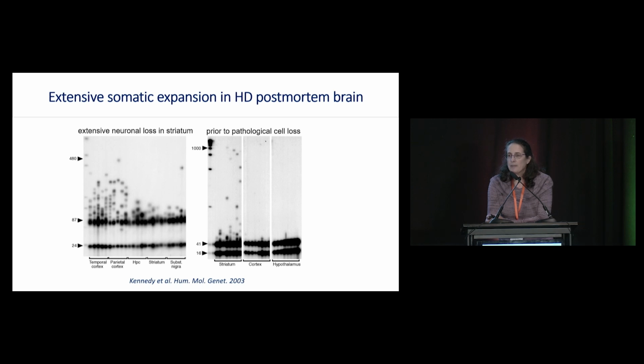As has been described for a very long time now, and put into the forefront in a paper from Peggy Shelbourne in Scotland many years ago, there is also extensive somatic expansion of the repeat in HD postmortem brain. This shows an example of two individuals, and you can see the huge repeat expansions, and in the individual on the right, prior to pathological cell loss, expansions that went up to even 1,000 repeats. So the repeat is highly unstable in the brain.